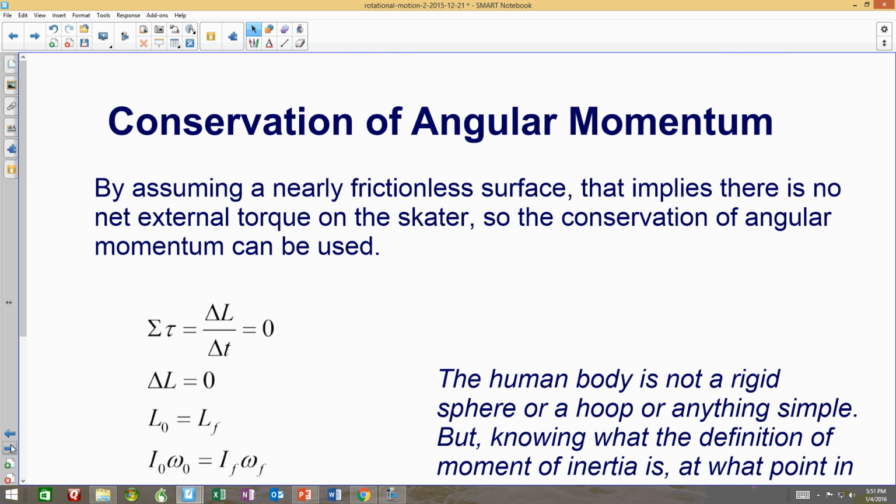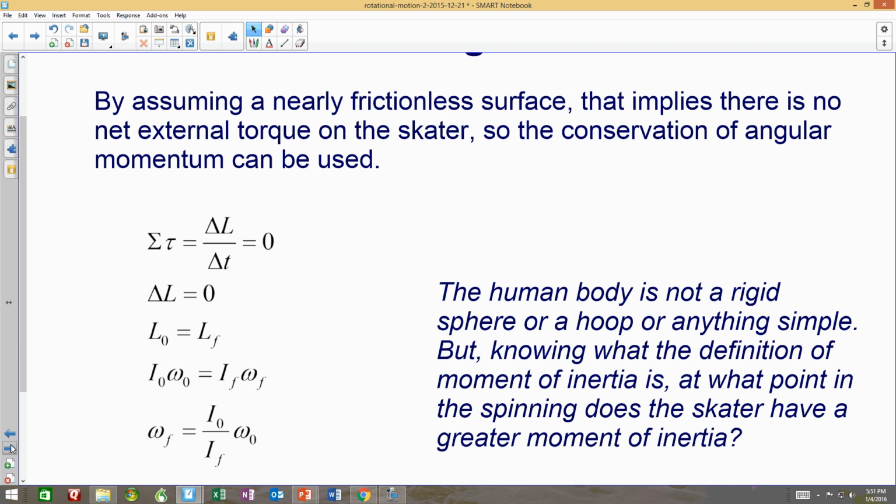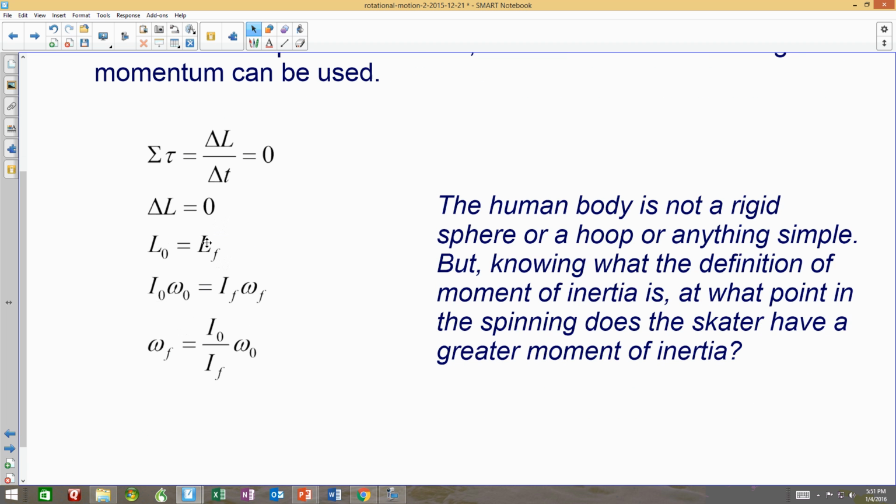Okay, so by assuming a nearly frictionless surface, that implies there's no net torque on the skater. So that means conservation of angular momentum can be used. Since the sum of the torque equals 0, the change in momentum equals 0, the initial and final angular momentum must be equal, and then we say that I omega equals I omega.